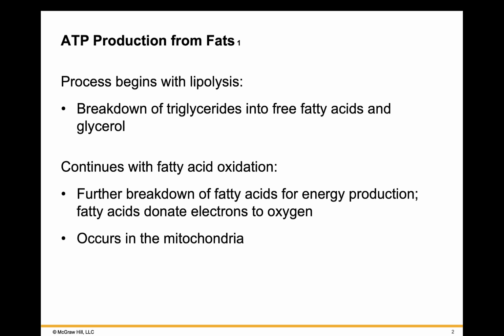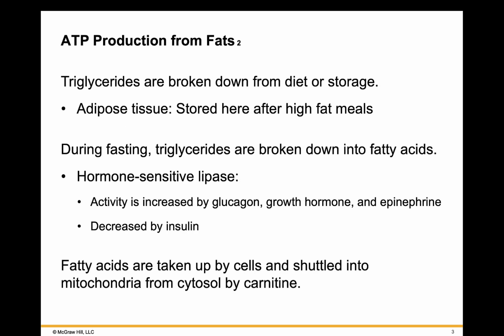Then we have fatty acid oxidation. This is a further breakdown of fatty acids for the production of energy, and these fatty acids will donate electrons to oxygen. This is a process that requires oxygen and takes place within the mitochondria. Triglycerides will be broken down from either those that are consumed or stored within our body in adipose tissue, and basically this is where it'll be stored after high-fat meals.